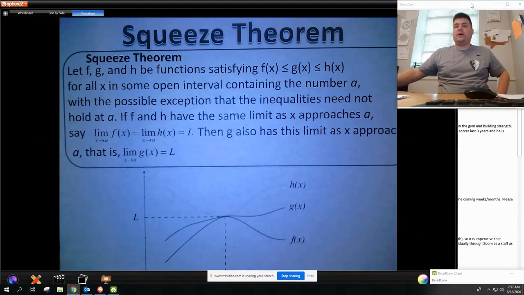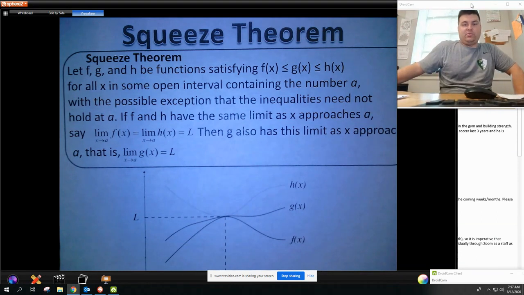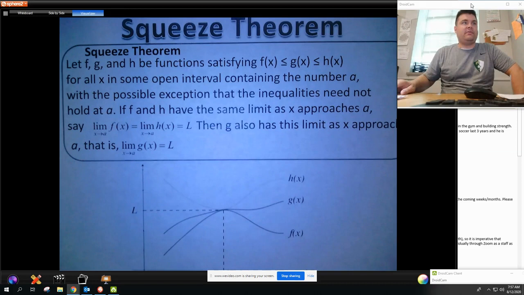Okay, we're going to do notes today on the squeeze theorem. Very wordy here on the screen, as you can see, but it's really a simple concept, and I'll try to get through that on the picture below.